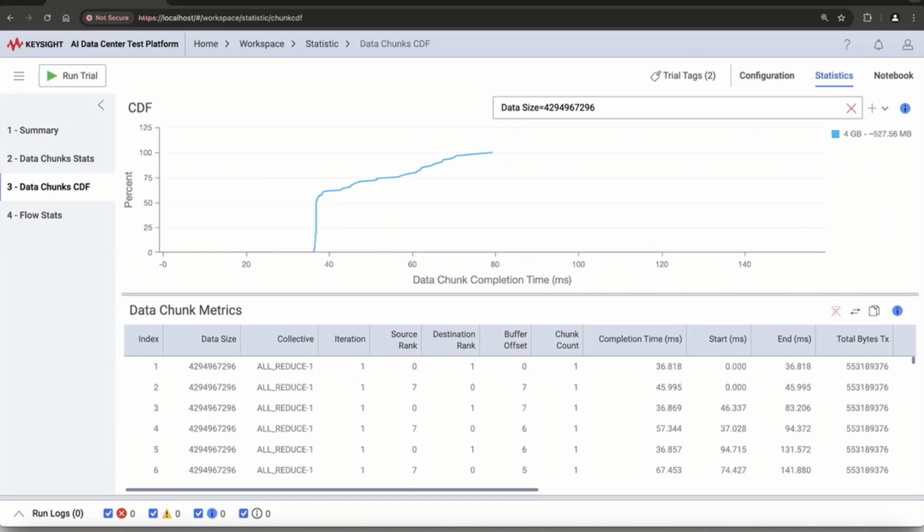The cumulative distribution function is essentially telling me what percentile of flows took so many milliseconds or less to get transferred, right? And I want to see a straight line in a good network. This is not a straight line, right? This is telling me that roughly 50% of my flows took 37 milliseconds, but look at this long tail here.